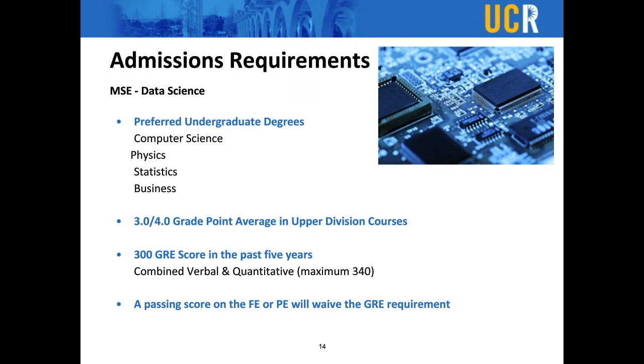Our final specialization is data science. This is going to have preferred undergraduate degrees in computer science, physics, statistics, and business. With this degree, one thing that Ted and I do like to highlight is there is a high level of math involved in the specialization. So regardless of the degrees, we're definitely going to pay attention to the levels of math that were completed to ensure that you're coming into the program well equipped to handle the levels of math that is going to be involved. And again, this is a 3.0 GPA with a 300 or better GRE score.